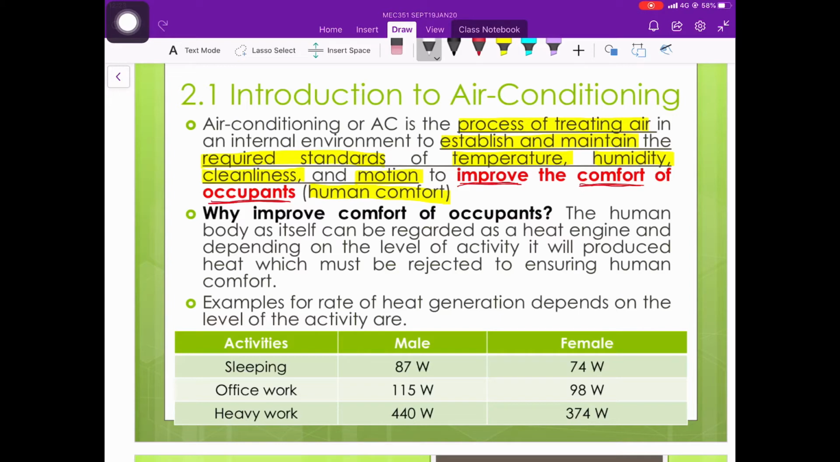Examples for rate of heat generation that depends on the level of activity are shown in this table. As you can see, there are 3 different activities listed in this table: sleeping, office work, and heavy work. Different activities will produce different heat rate, and also the heat that is being generated or produced is different for different gender for the same activity.